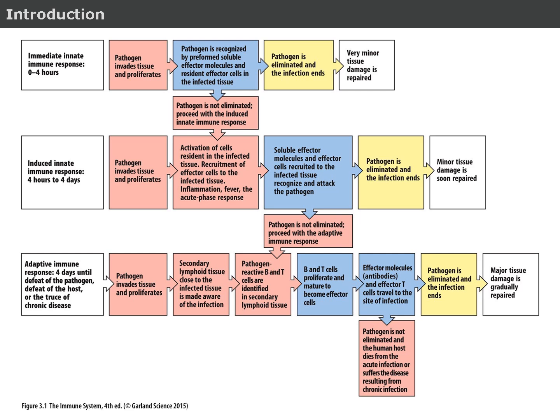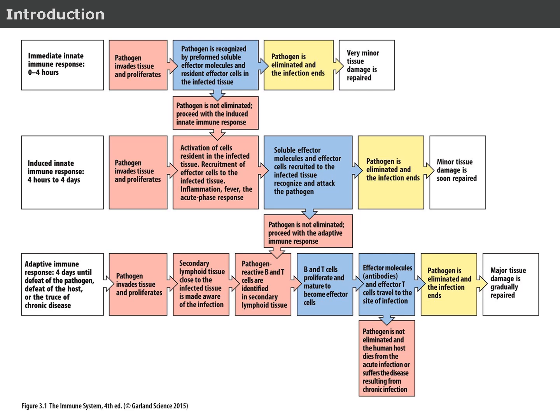Should the pathogen still persist beyond this point, the immune system escalates to the adaptive immune response, which typically begins after 4 days and continues until the pathogen is either defeated, the host succumbs, or the infection becomes chronic. The adaptive phase begins when secondary lymphoid tissues near the site of infection detect the pathogen. In response, pathogen-specific B and T cells are activated, proliferate, and mature into effector cells. These effector cells then migrate to the site of infection.